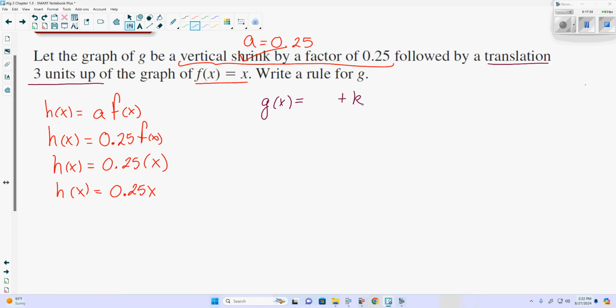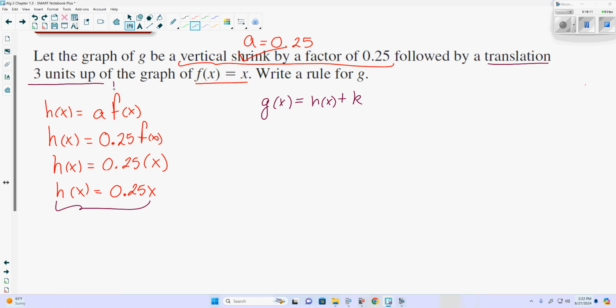Are we applying it to f of x this time? We're applying it to what? Because we're applying this to our h of x, which is 0.25x, yes? So we're going to say it is h of x plus k. Because again, we've been using f of x because we've been applying all these transformations to the function f of x. But this one we're applying it to h of x. So again, f of x, h of x, any of these here are just a way to name it. What are we applying it to?